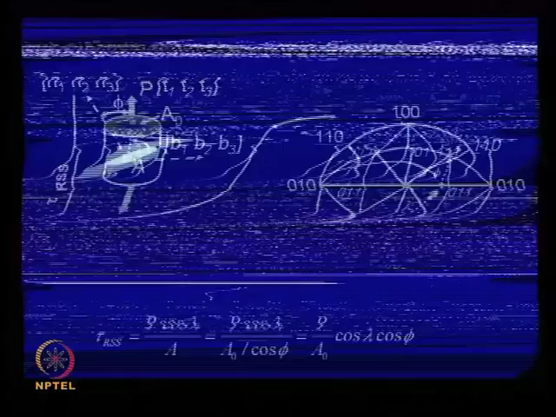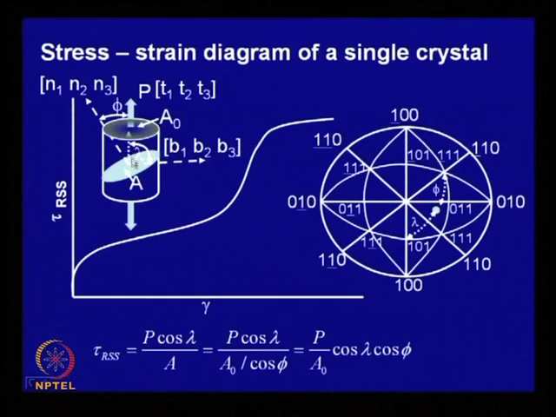Essentially, this area which is inclined is going to be more than this, which is reflected over here. Therefore, the resolved shear stress is equal to P over the original area times cos phi cos lambda. This factor is called the orientation factor of this crystal, and it is also commonly known as the Schmid factor.